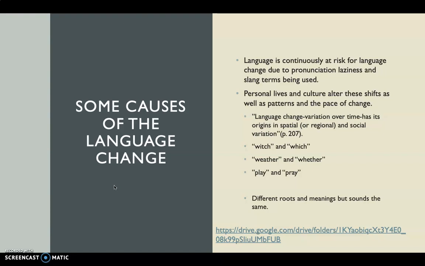I found some of these words from this resource as well, which were "which" and "witch," "whether" and "weather." I also found "play" and "pray" from what we had discussed in a previous lecture, because I remember that L2 learners had a hard time pronouncing these with the L and the R. These all have different roots and different meanings, but they sound pretty similar. So this was one way of a language change variation within origins.